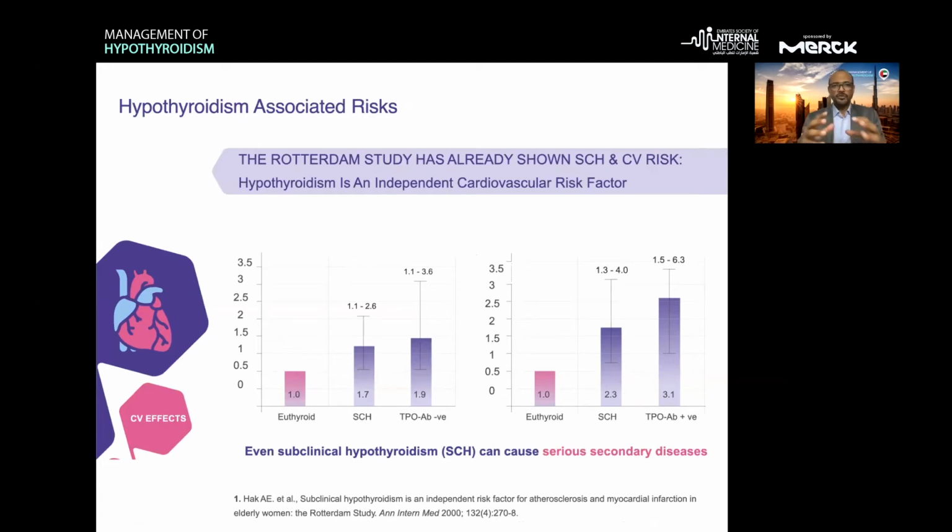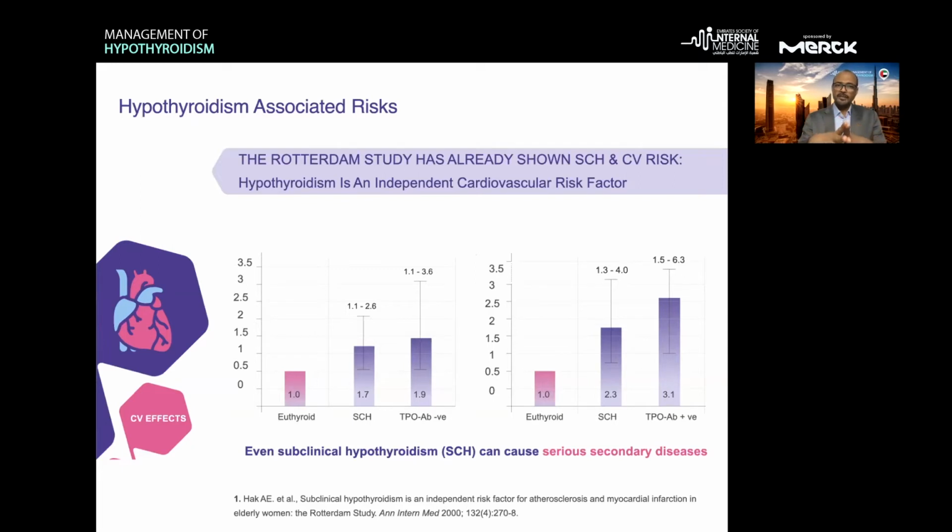Hypothyroidism is associated with significant cardiovascular risk that comes from different areas. One of them, hypothyroidism is associated with increased atherosclerosis, aortic atherosclerosis. Hypothyroidism is associated with increased homocysteine level. Hypothyroidism is associated with increased lipoprotein levels. Hypothyroidism is associated with increased lipid profile, total cholesterol, and LDL levels. So all these factors actually predispose to cardiovascular disease.